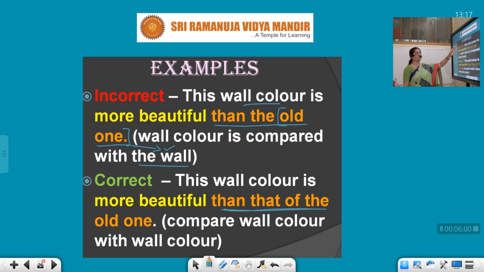Because when we see this, it absolutely appears to be correct. The wall color is more beautiful than the old one. Then you'll be wondering, where is the mistake? This wall color is more beautiful than that of the old one. When I say than that of the, what is it? Color. The old color. So please be very, very careful when you're changing your degrees of comparisons.